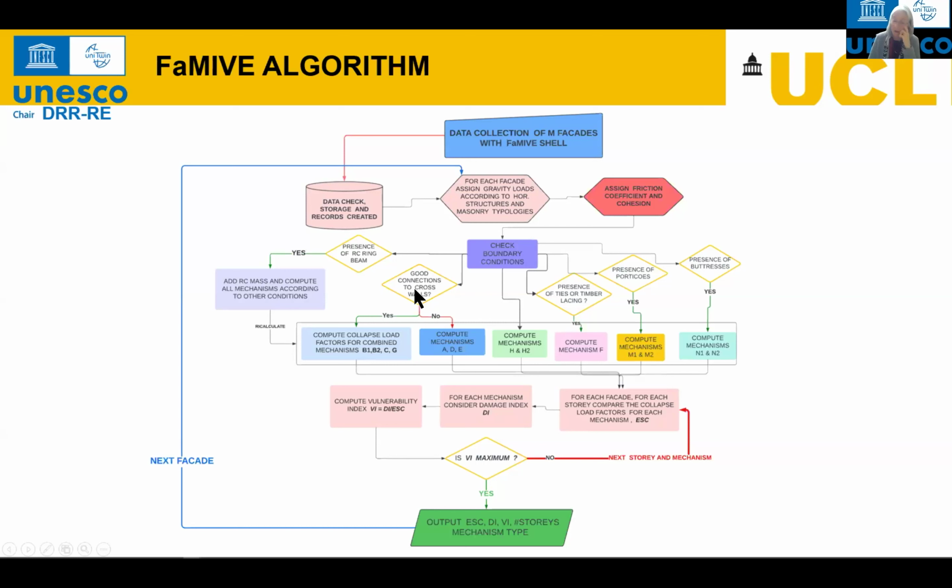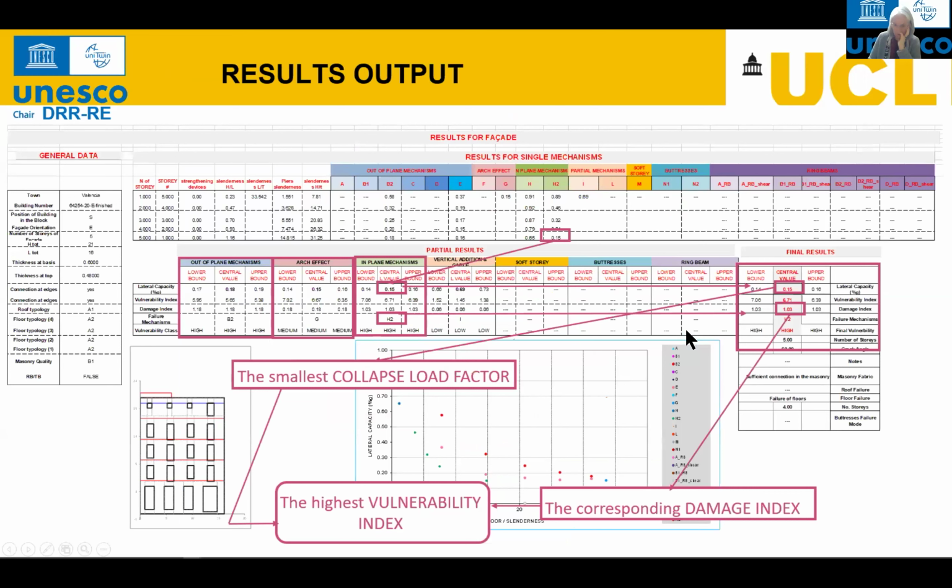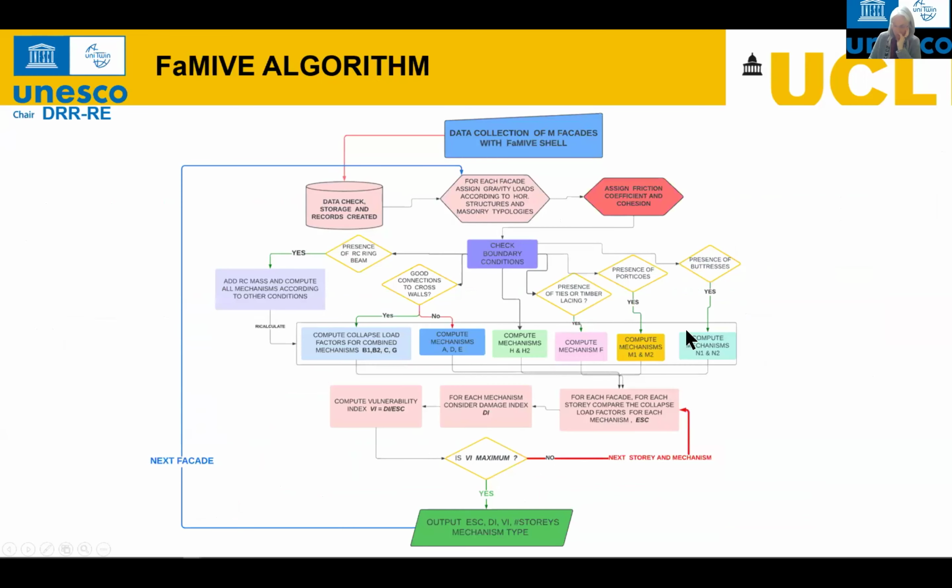If there are no good connections, then we assume that mechanism A, D, and E will occur. But if there are good connections, then we will assume that mechanism B1, B2, C, and G will occur instead. Or if there are very heavy reinforced concrete ring beams, then we will also compute the mass that is given by the ring beam, and then we will recompute all the mechanisms to determine for each facade.